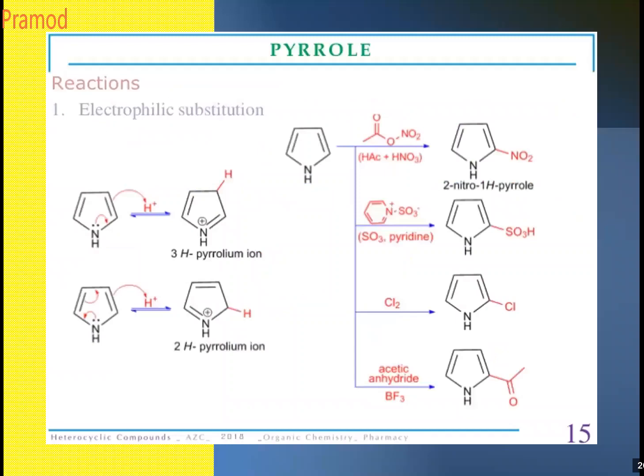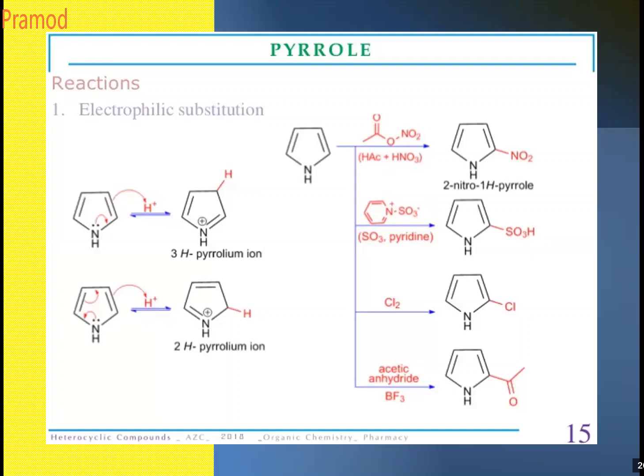So let us take some examples of electrophilic substitution. First, in acidic medium, the acid attacks the second position. This leads to the formation of the 3H pyrrolium ion. Similarly, it can also form the 2H pyrrolium ion. These are the two products formed when you treat it with acid, with an added hydrogen at the second or the third position.